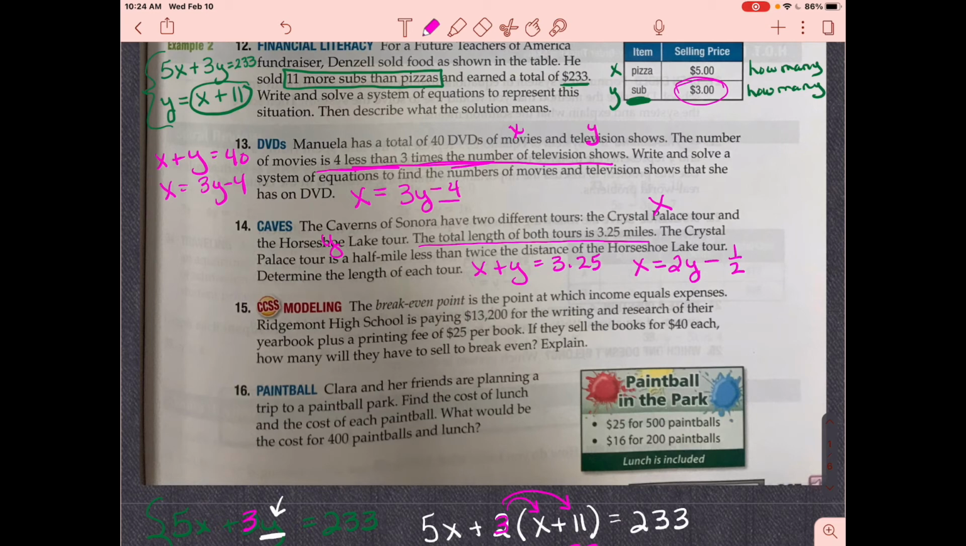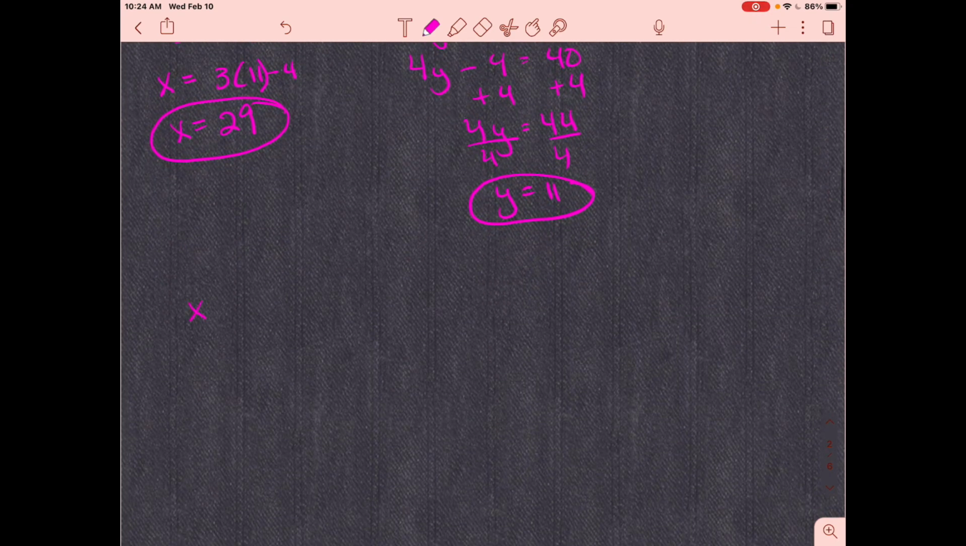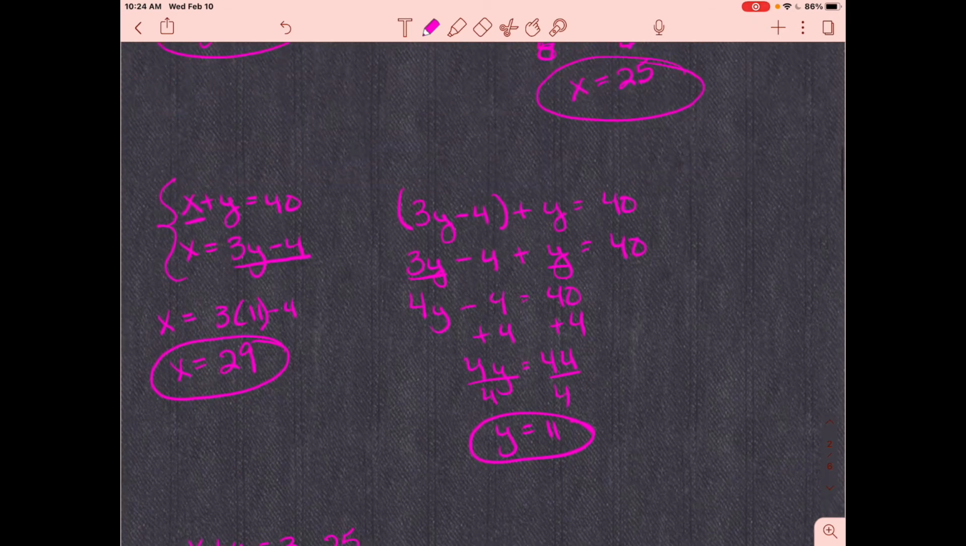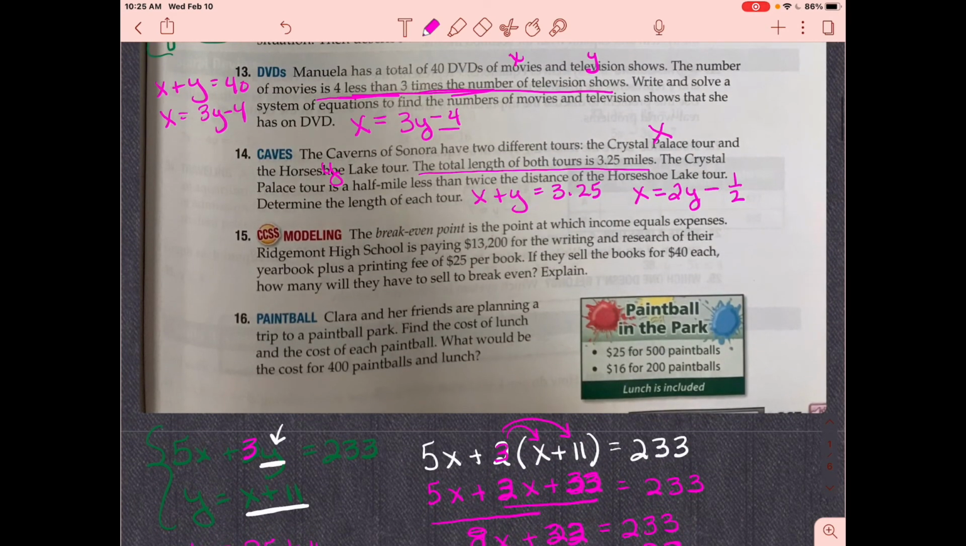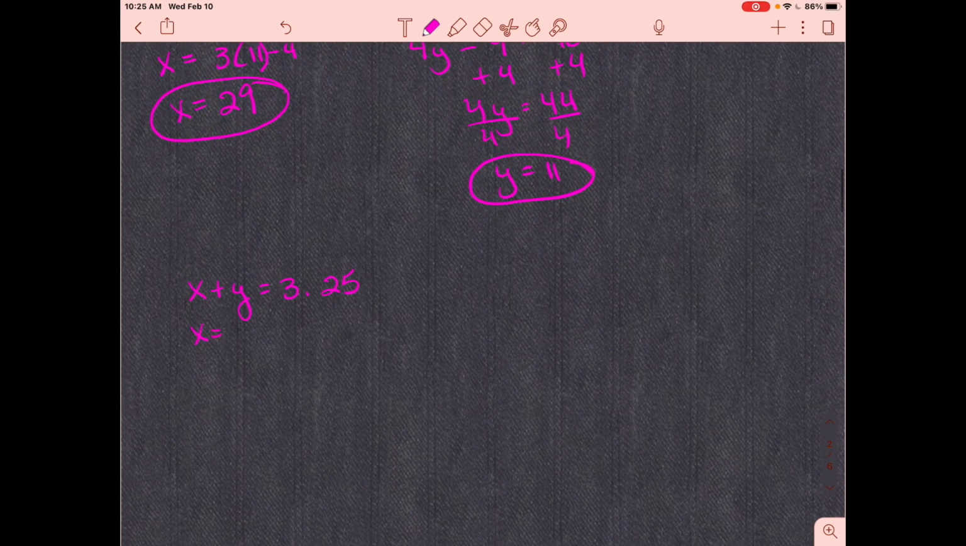Okay, or we could write 0.5. Twice the distance of the Horseshoe Lake tour, half a mile less than twice the distance. Okay, so I have x plus y equals 3.25. And then I know that x equals 2y minus 0.5.